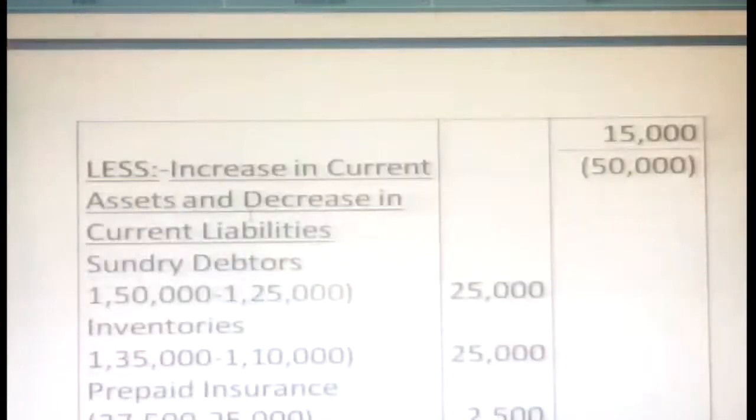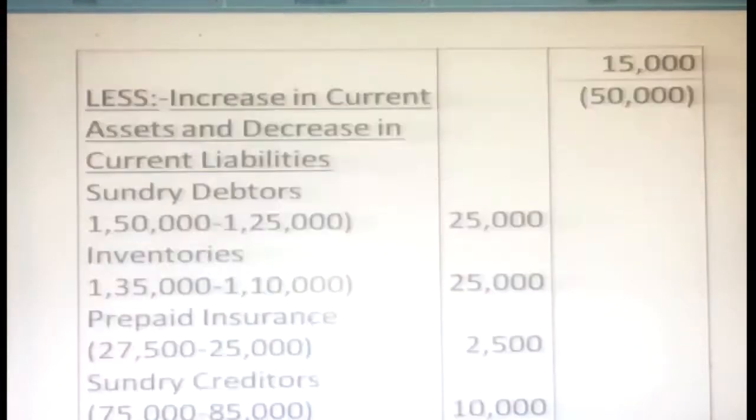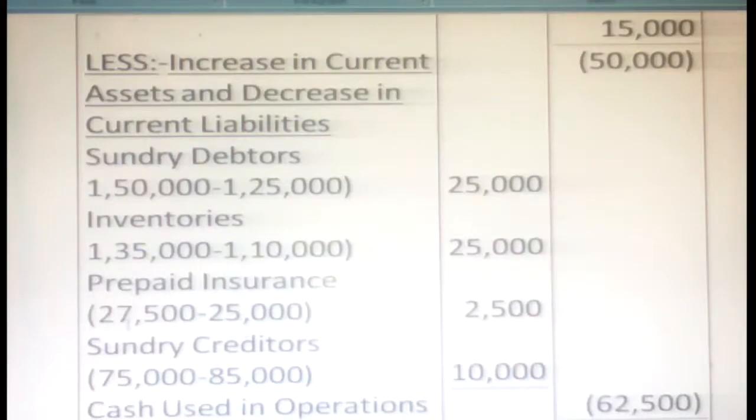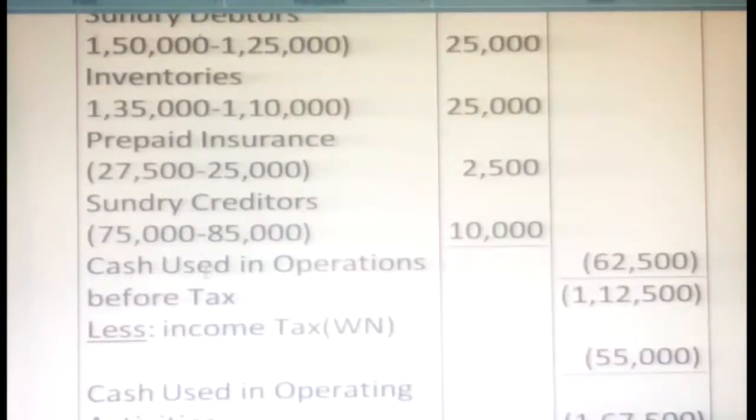Similarly, increase in current assets and decrease in current liabilities. Here sundry debtors increased from 1,25,000 to 1,50,000. That's why 25,000 we mentioned here. Similarly, inventories 1,10,000 become 1,35,000, so 25,000 difference increased. Similarly, prepaid insurance 25,000 becomes 27,500, so 2,500. Then sundry creditors, current liabilities, decreased from 85,000 to 75,000. That's reduced, 10,000. So all together we get 62,500, going to deduct.